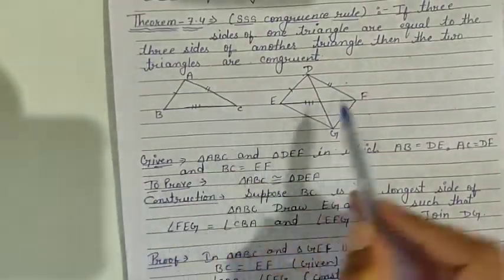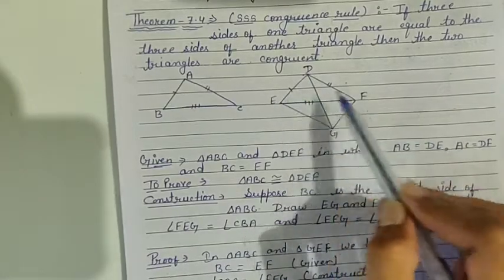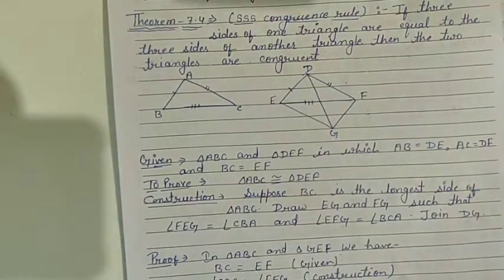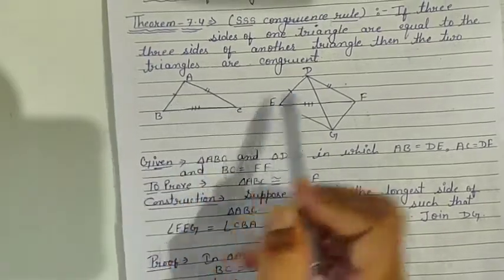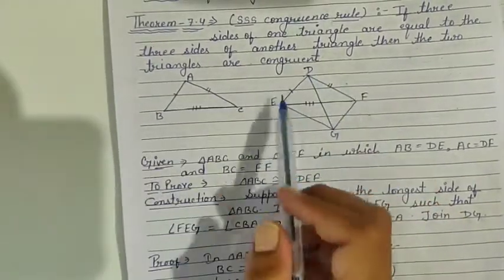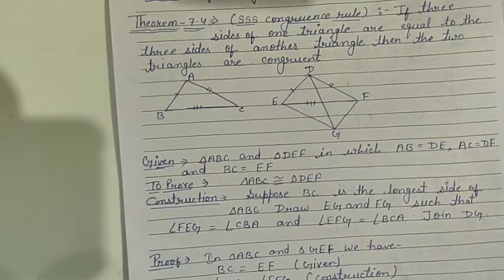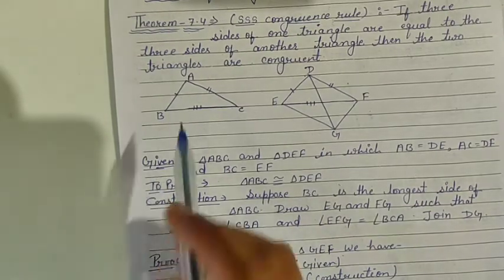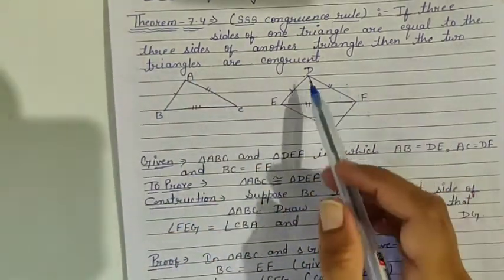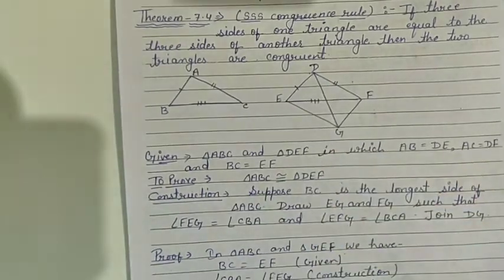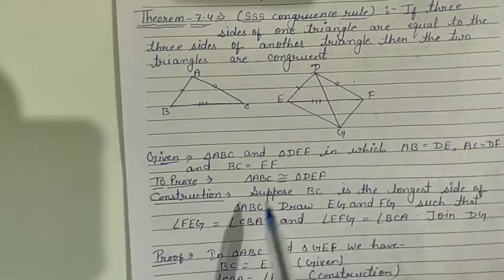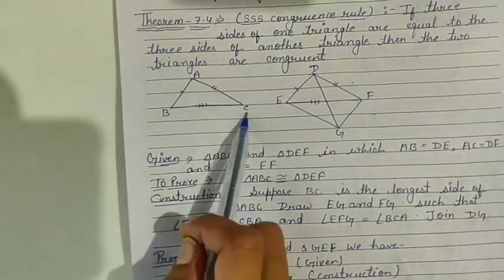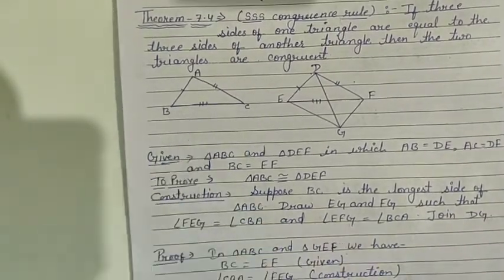So firstly, what is given? ABC and DEF. These are two triangles in which AB equals DE, AC equals DF, and BC equals EF. This is given. Now we have to prove that triangle ABC is congruent to triangle DEF. So firstly we will do construction.